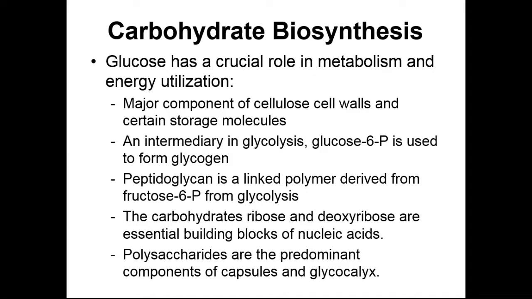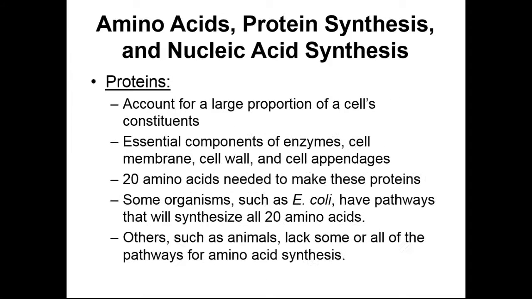Ribose and deoxyribose are two carbohydrates that are made from glycolysis metabolic intermediates, and then the polysaccharides that make up the glycocalyx of bacterial cells, and the capsules of bacterial cells, are made of repeating glucose monomers. So glucose is used for a lot more than just making ATP. We can make many structural molecules from glucose.